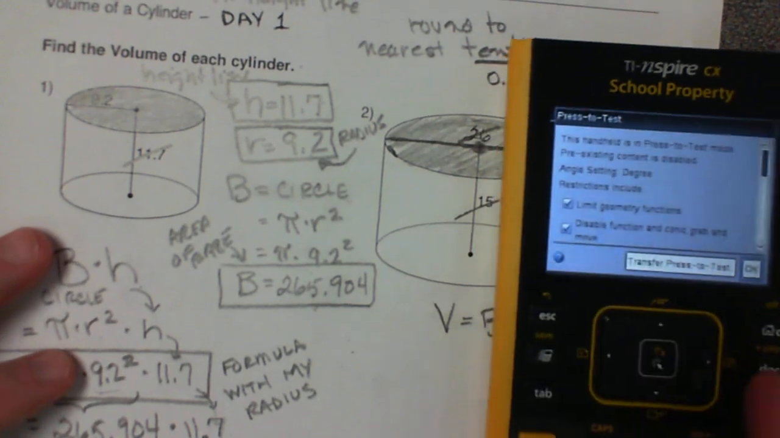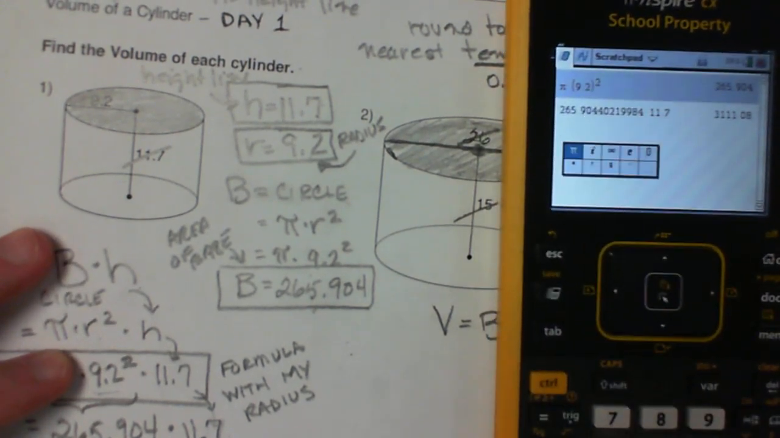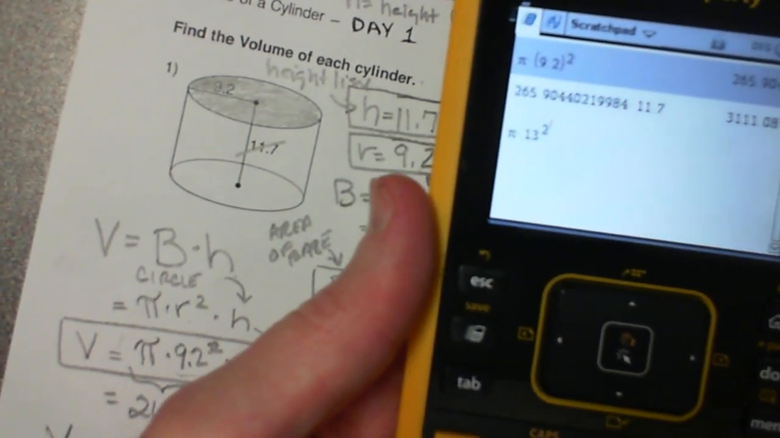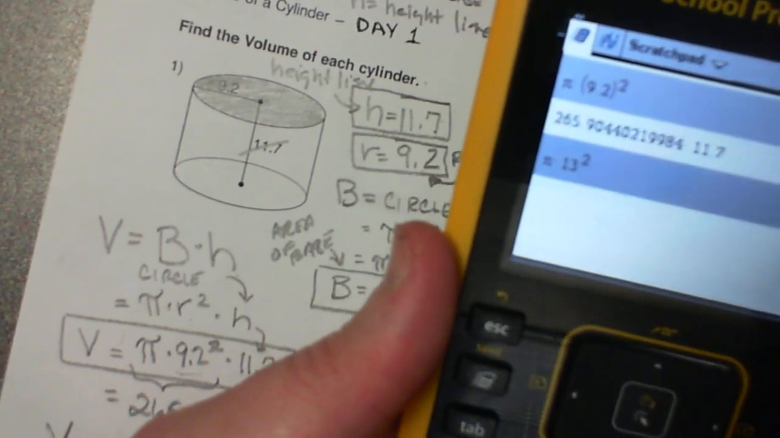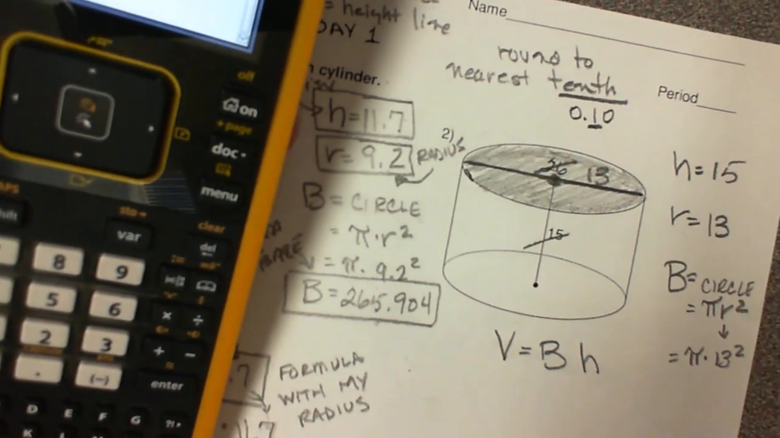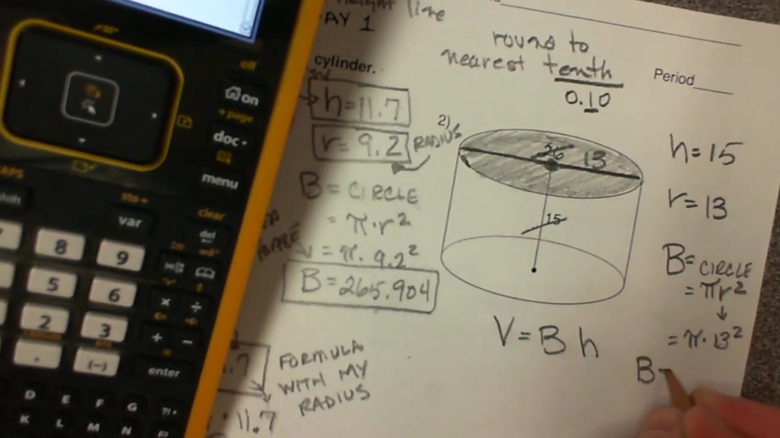In your calculator, here's your pi button, and I'm simply going to take that and multiply it times 13, and make sure I hit x squared, and it should look just like this. Hit enter, and this is going to give you 530.929. That is the area of the base. That's your capital B.